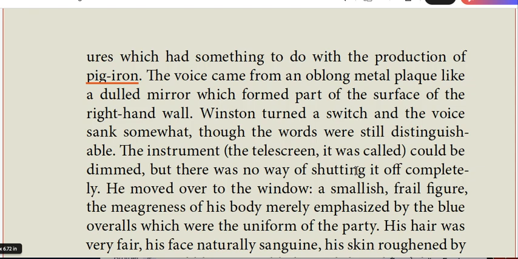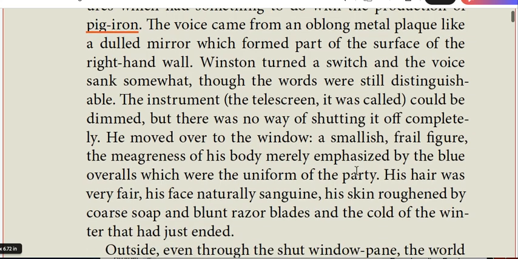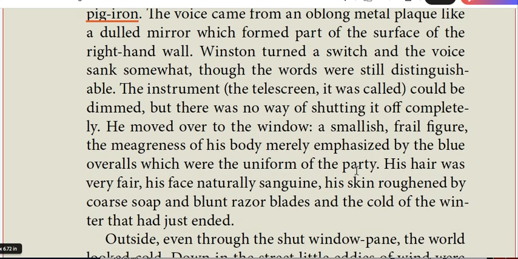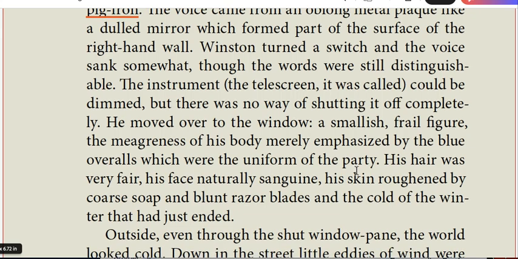This telescreen cannot be muted. The voice can be lowered, but it cannot be closed at all. This is the kind of telescreen which was situated in every house, at every place, at every market, so that the people could be seen and watched, and the telescreen was also used for the sake of propaganda. So surveillance is being explained with the help of the telescreen, which was used for this purpose.